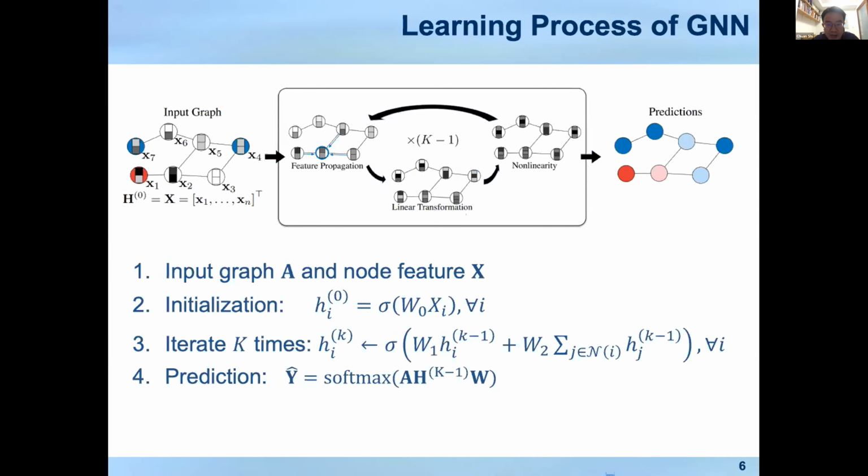Let's give more detail on the learning process of GNN. Given a graph A and node features X, it first initializes the embedding with the node features. Then it iteratively aggregates the neighbors' embeddings. Finally, it makes a prediction with a softmax function.